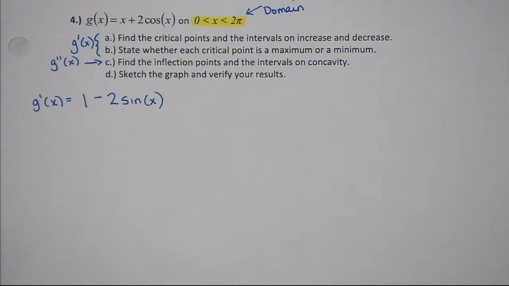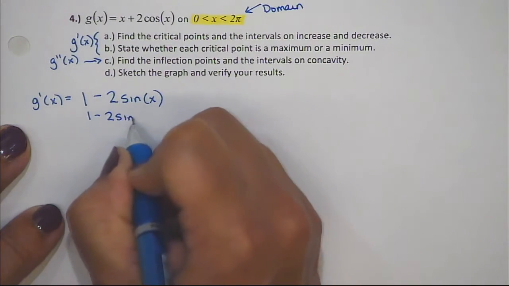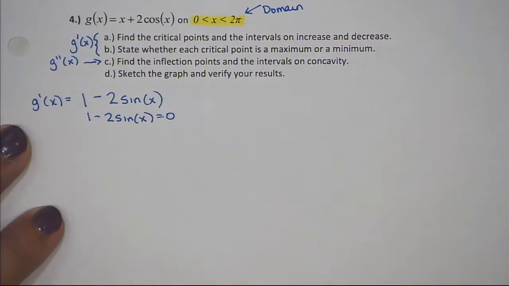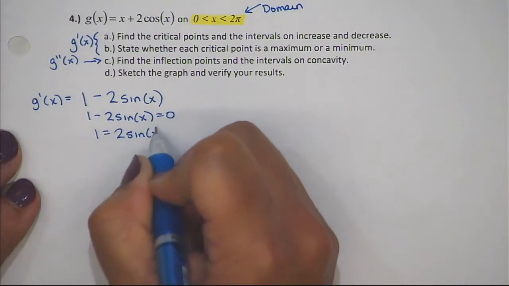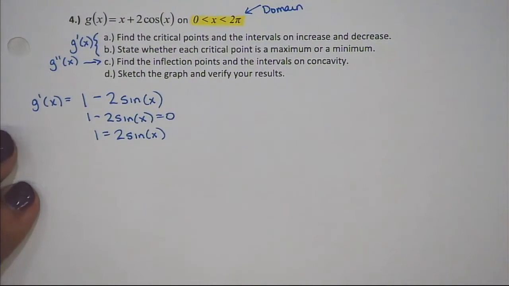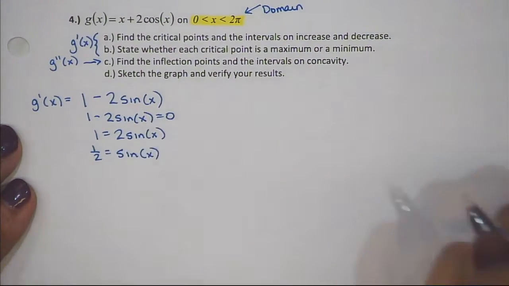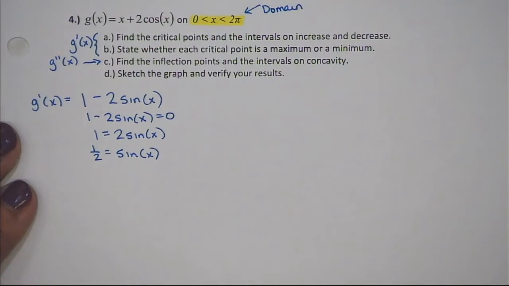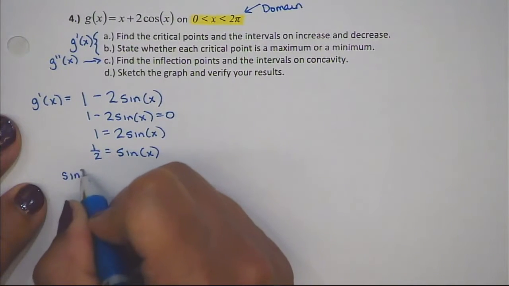Okay, so how do we find critical numbers? We set the derivative equal to 0. Okay. So we're going to set this equal to 0. And we're going to solve that. Good old trick. All right, so we're going to move the 2 sine x over, make it positive. So 1 equals 2 sine of x, divide by 2. And then take the inverse of both sides since we're looking for x. So the inverse of sine is arc sine.